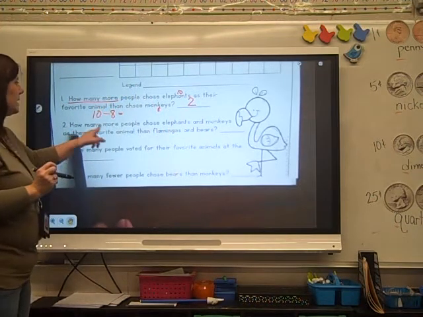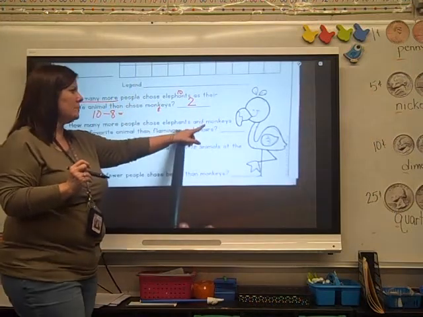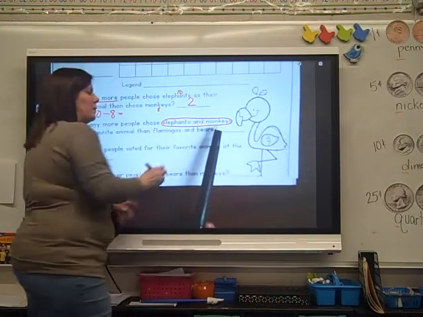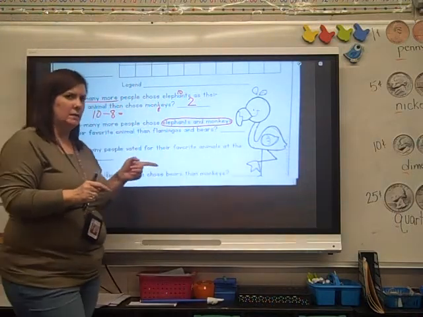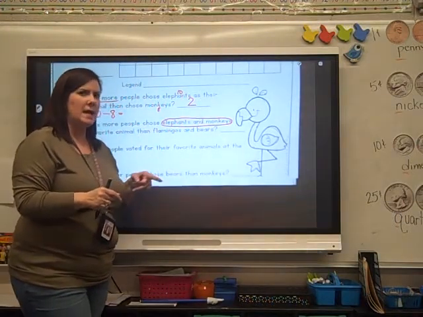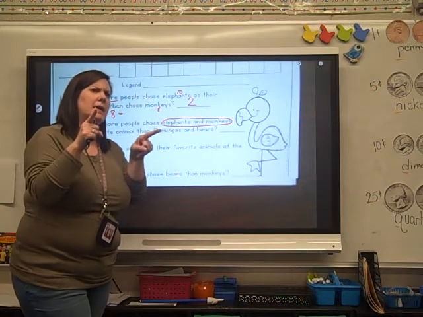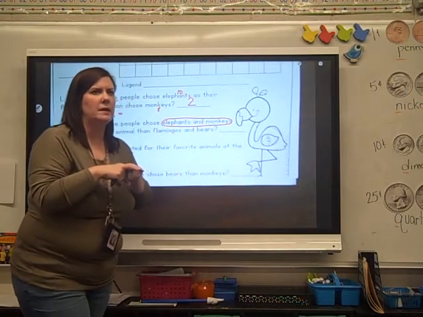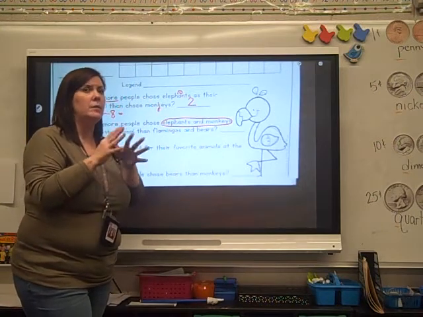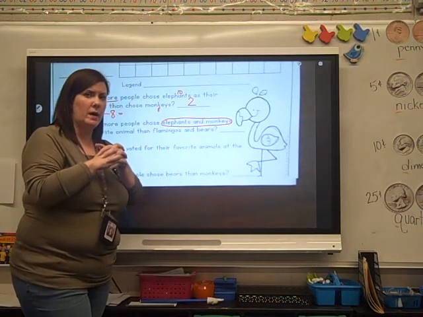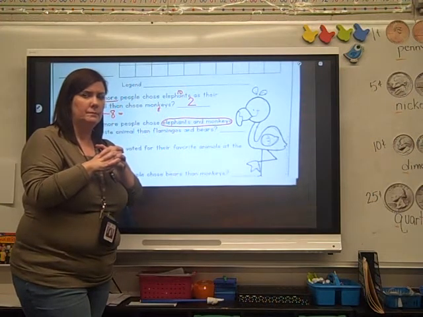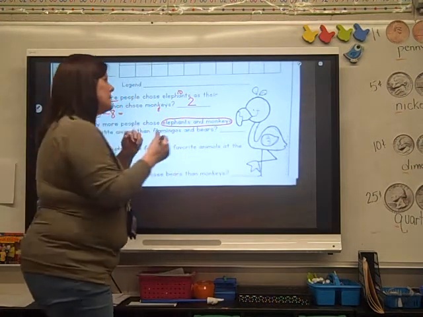How many people chose elephants and monkeys? So I've got to do elephants and monkeys together. Elephants was 10 and monkeys was 8. So what is 10 plus 8? We should know that from our reflex. 10 plus 8 more is what? I hope you got 18.